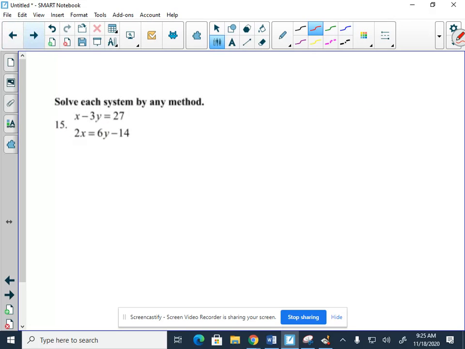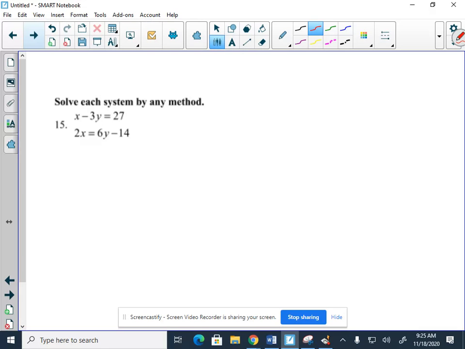Now the next section says solve by any method. So if you so desire, you could graph this one. If you want, you could use substitution. If you want, you could use elimination. If I have to pick, my favorite method usually is elimination.